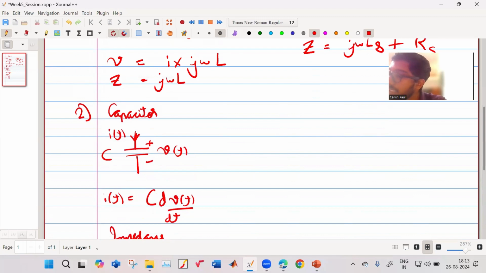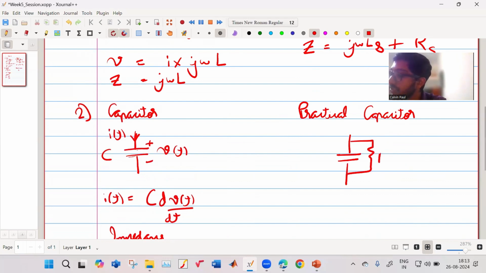But let us consider the case of a practical capacitor. In an ideal capacitor, there will be no current which will flow through this dielectric. But in a practical capacitor, there will be some current which will flow. So that is some parasitic leakage current. And this is your capacitor, this is your current, this is your voltage.